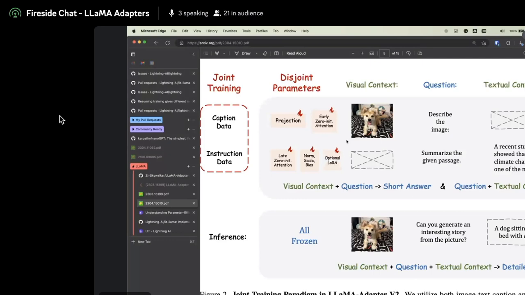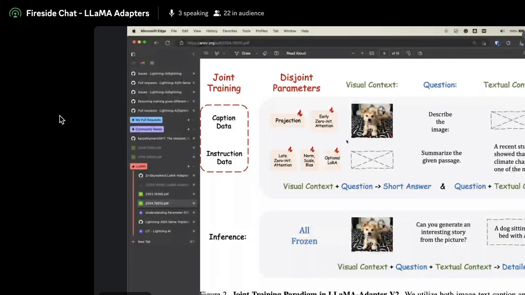So basically, when we join these two, the parameters can have two abilities: image understanding ability, and also instruction following ability. So when we join these two abilities, the model can simultaneously understand the image and also an arbitrary query, and generate a long response. So basically, that's the motivation of joint training.